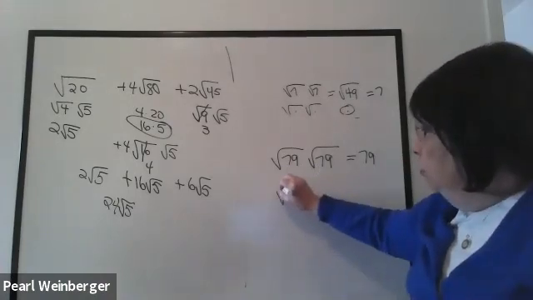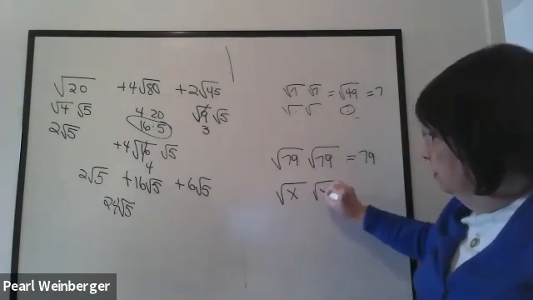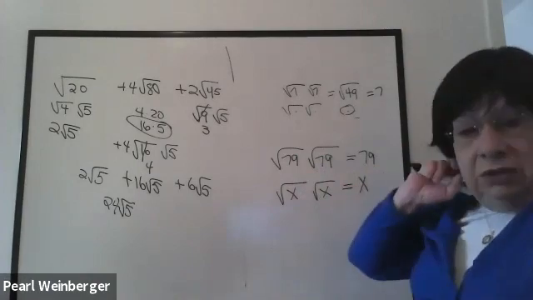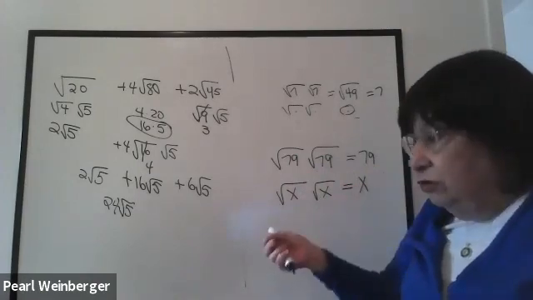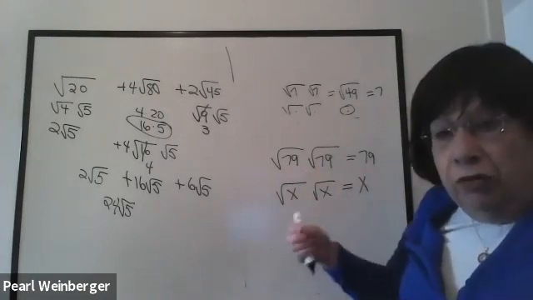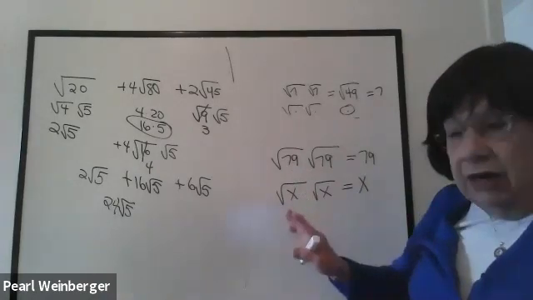Or the general rule being the square root of x times the square root of x will always give you just x. We're going to use this because when we're multiplying, if it ever turns out that I have something like this, I don't have to go through all the long steps. I remember the rule and therefore I use it.